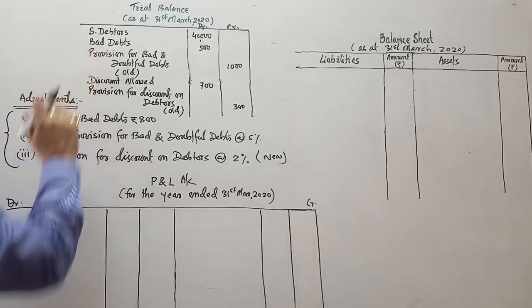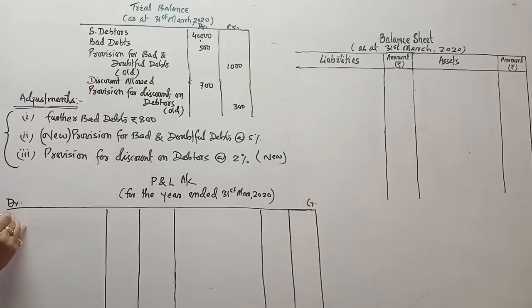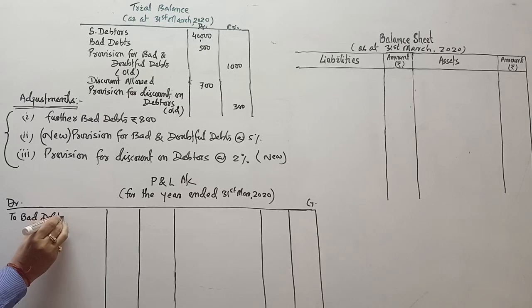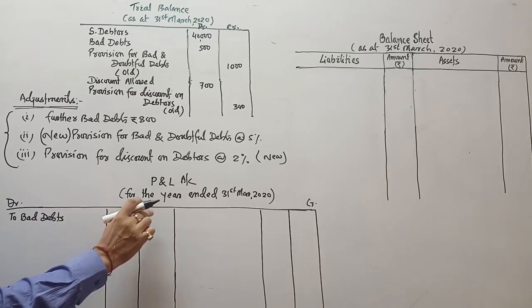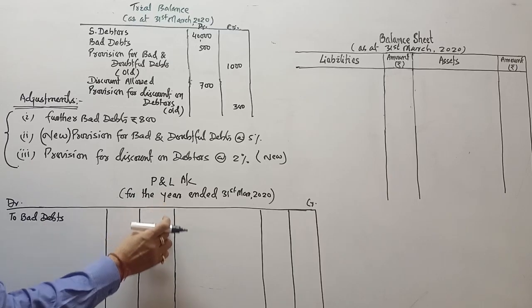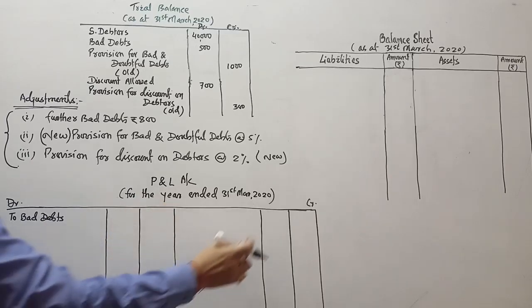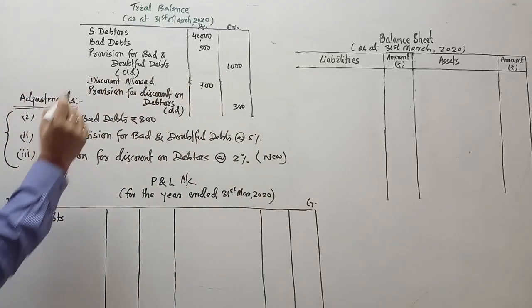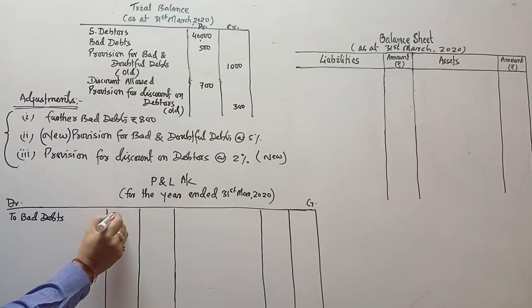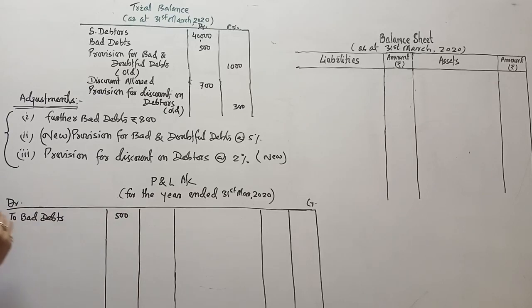You know the bad debts is a loss, so you write the bad debts on the debit side of the profit and loss account. Bad debts, you write in the inner column. This is the detail column, and the final amount we will write in the outer column. So bad debts given in the trial balance is 500. You write it over here.